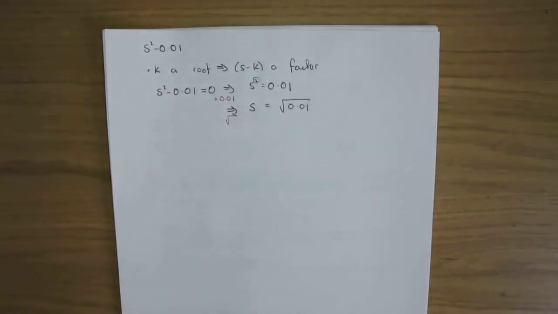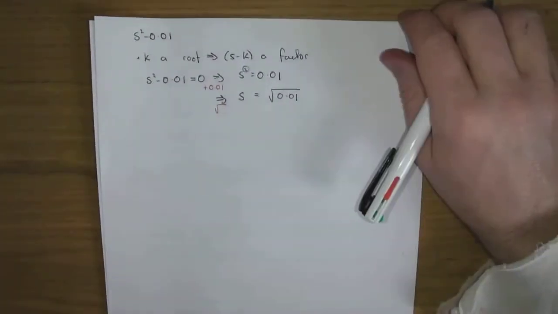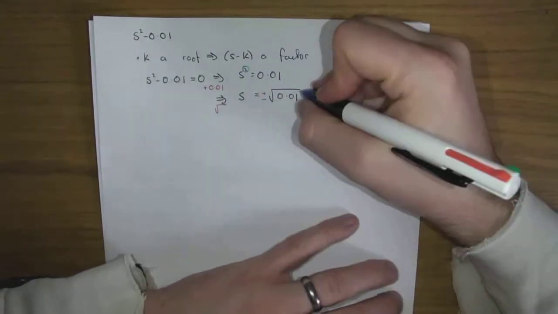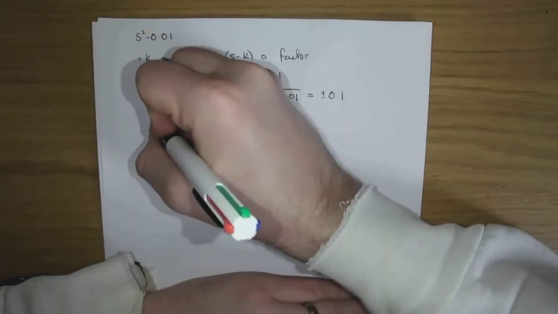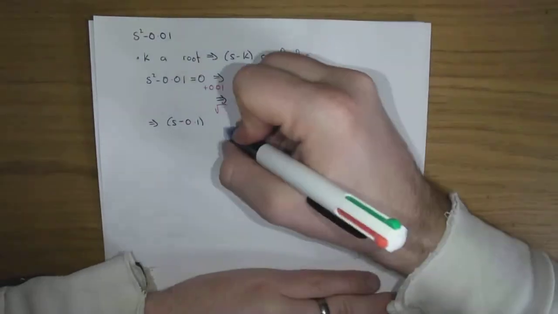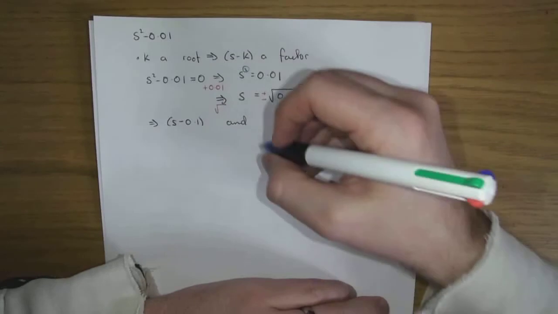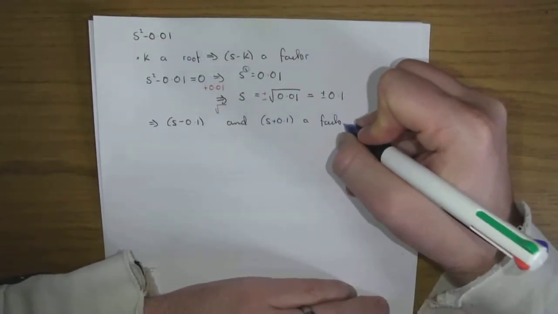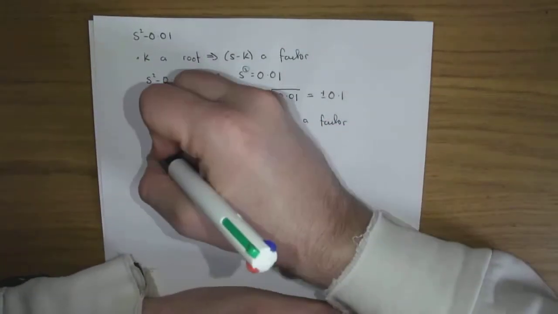And here's the problem, we've only got one solution, and this is where you need to be careful. You have to realize there are two solutions, plus or minus this. You go into the calculator if you want, and you get plus or minus 0.1. So what this means is s minus 0.1 is a factor, and s minus minus 0.1, which is s plus 0.1, is a factor. And then because it's s squared, if you multiply these together, this will have to be it.